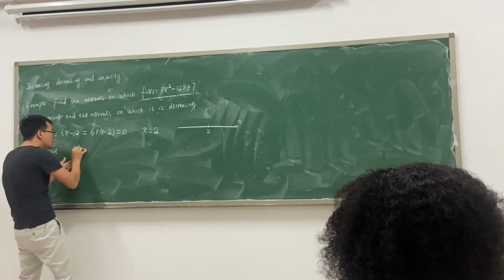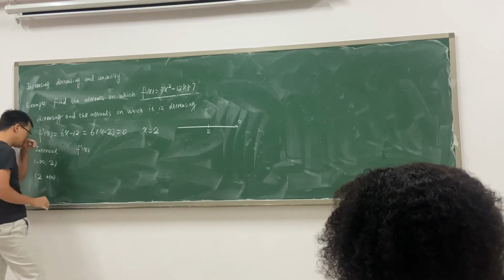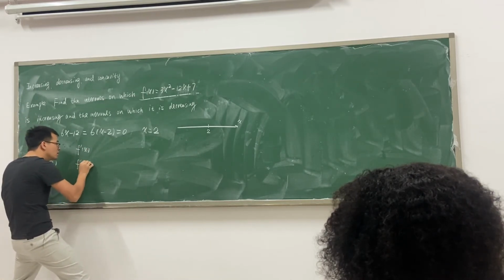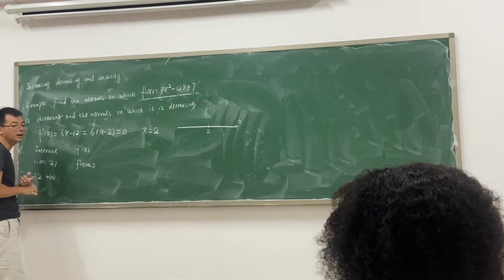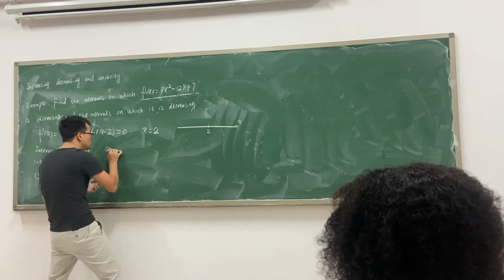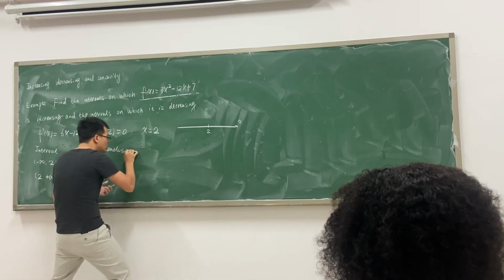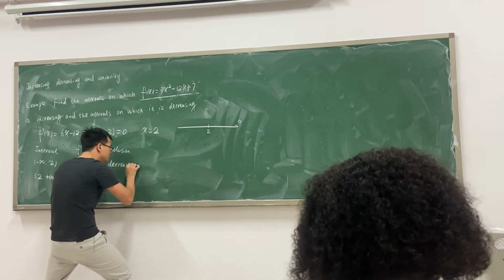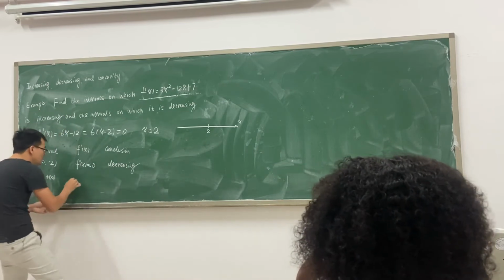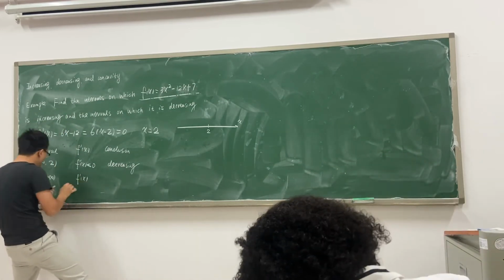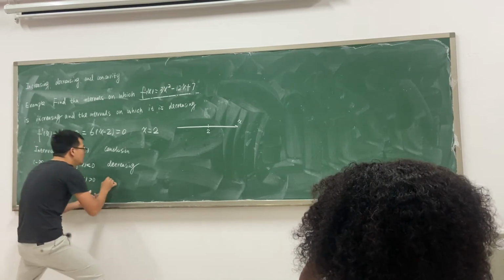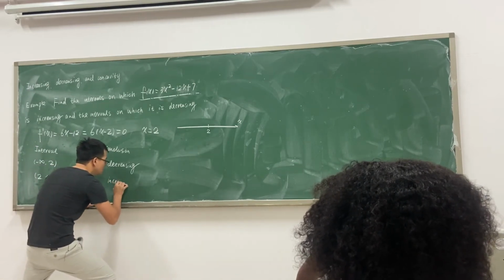Here, in this part, f prime is less than 0. So the conclusion is that it is decreasing. And in this part, f prime is greater than 0, so here it is increasing.